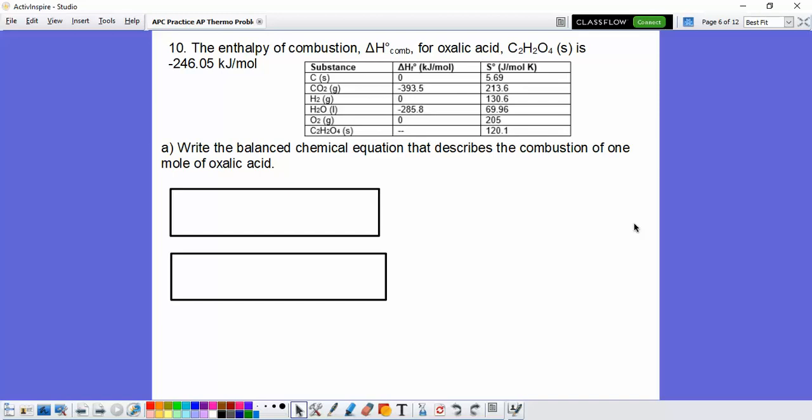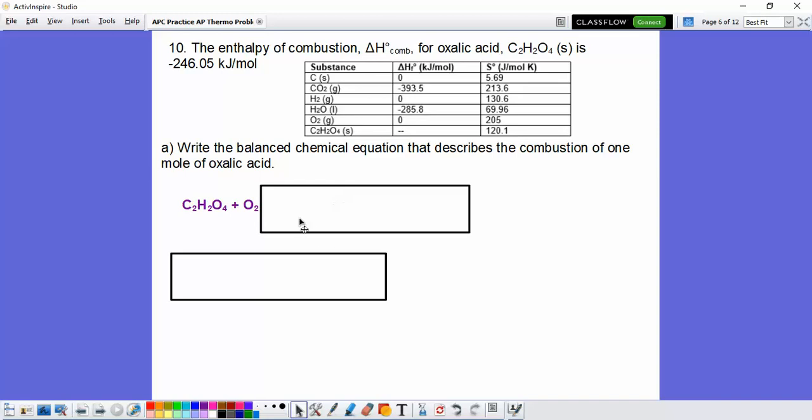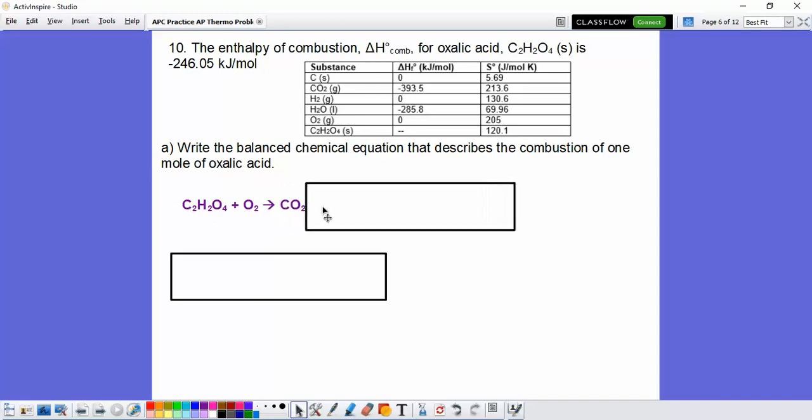All right, so for part A, we're going to write the balanced chemical equation that describes the combustion of 1 mole of oxalic acid. So oxalic acid is C2H2O4, and in a combustion reaction, we react that with oxygen gas. The products of combustion reactions with the hydrocarbon are CO2 and H2O.